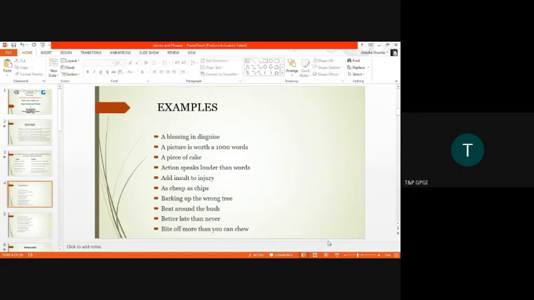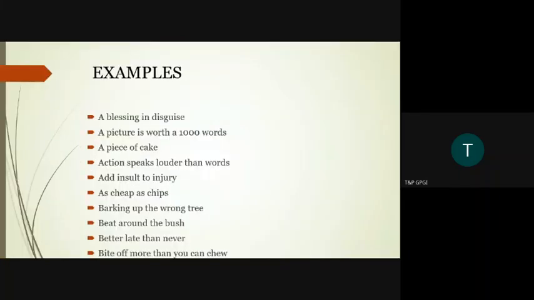Okay, what have we all covered? I'll just tick. A blessing in disguise, a picture is worth 1,000 words, a piece of cake. Then actions speak louder than words, add insult to injury, as cheap as chips. The next one is barking up the wrong tree.